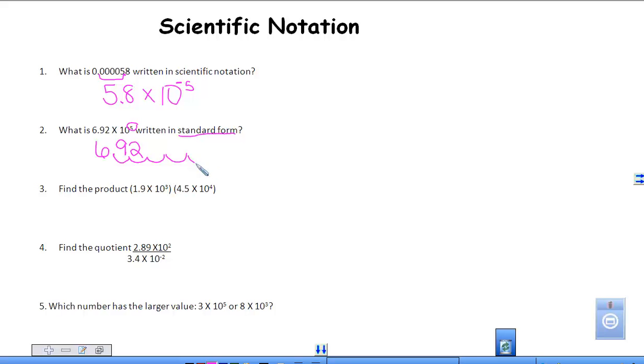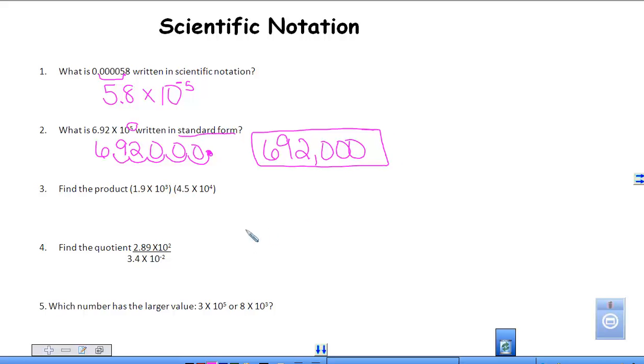So 1, 2, 3, 4, 5, and put my new decimal point. And any spaces that are empty, we are going to add zeros. Now, make sure you rewrite this number so it looks nice and neat. So I get 629,000. And this would be my final answer.